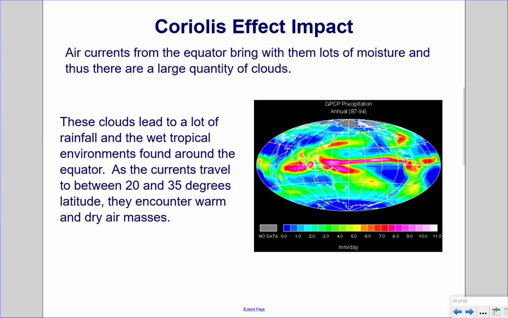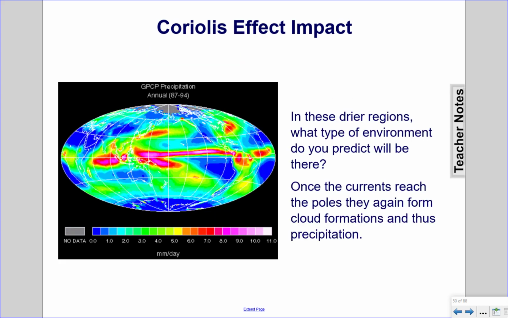Coriolis effect impact. Air currents from the equator bring with them lots of moisture, and thus there are a large quantity of clouds. These clouds lead to a lot of rainfall and the wet tropical environments found around the equator. As the currents travel to between 20 and 35 degrees latitude, they encounter warm and dry air masses. In these drier regions, what type of environment do you predict will be there? Once the currents reach the poles, they again form cloud formations and thus precipitation.